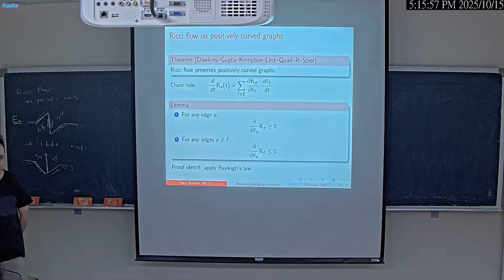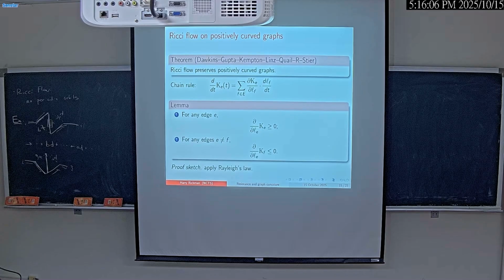What happens if the time derivative of K is 0? Where rigidity. Sorry? If you have constant K curvature, what happens in that case? I mean, capital K is constant in time, constant in E. Then what can we conclude about the graph?